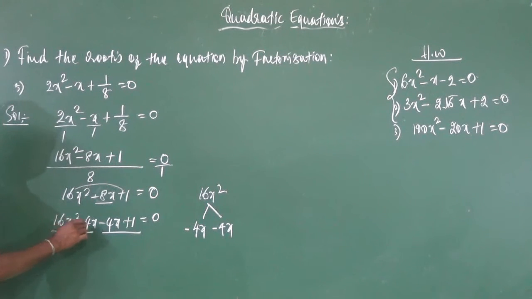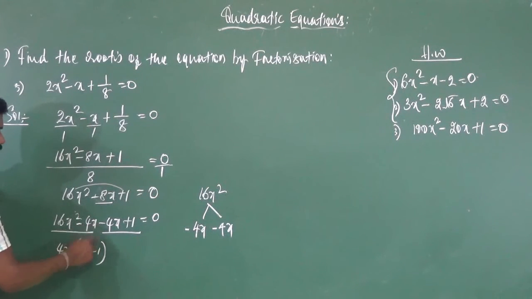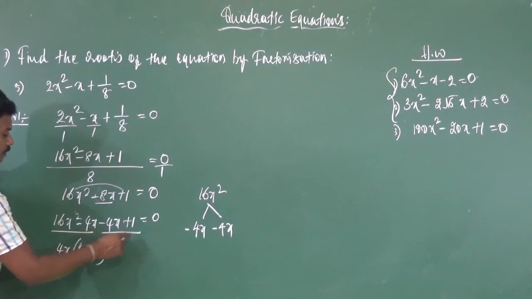So here I can take 4 because 16 is the multiple there. Here we have x and x square is there. So 4x I can take as common. So 4x into 4x is 16x square minus 1. 4x into 4x is 16x square. 4x into minus 1 is minus 4x. So we are left with minus 4x plus 1.